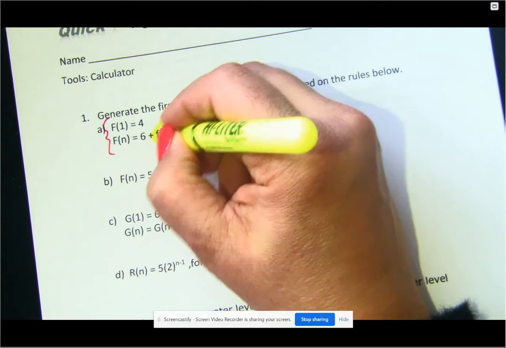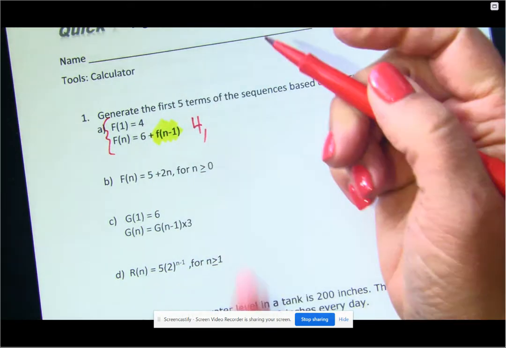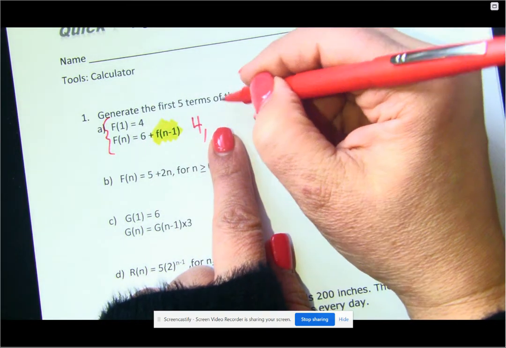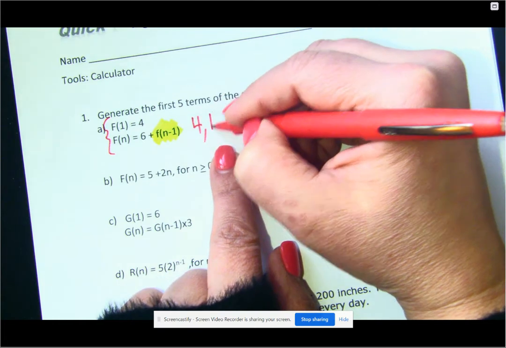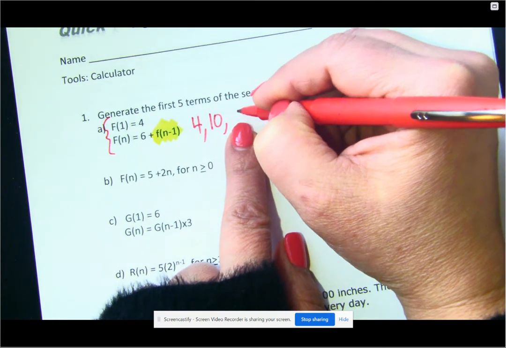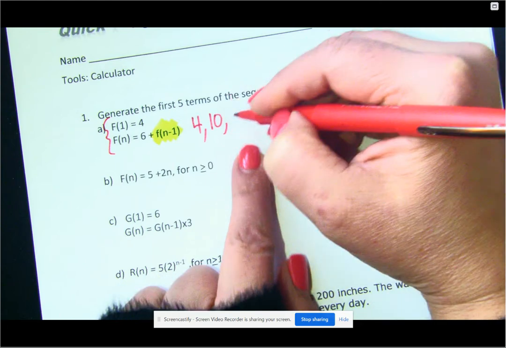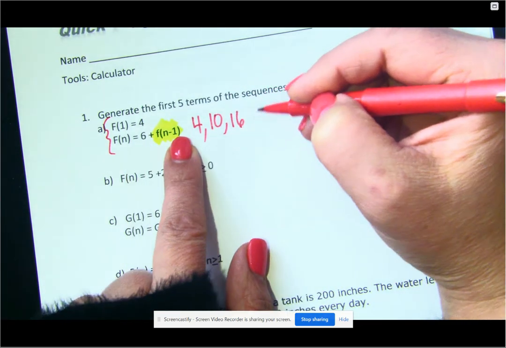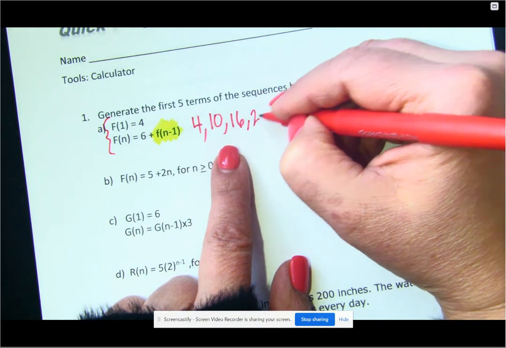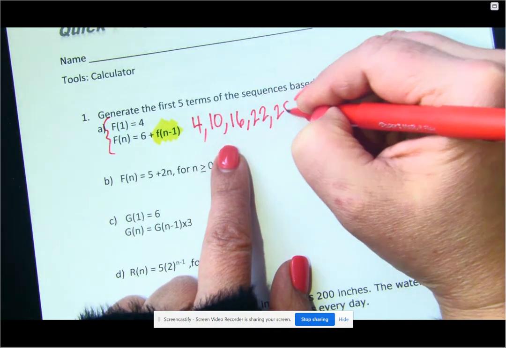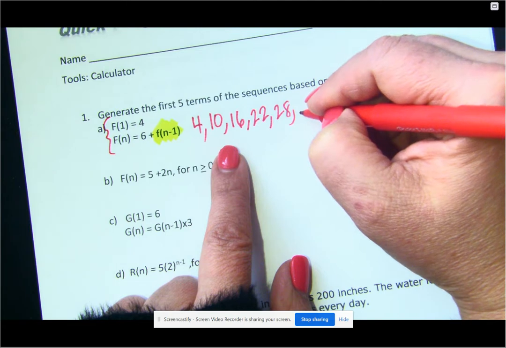This means previous term. So to get this term, I'm going to add 6 to the one before. So 6 plus 4, 10. To get this term, I'm going to add 6 to the one before. That's what that's saying. Okay, so once you understand that, it makes it a lot easier. So I'm just moving along here, adding 6. There's my first 5, and then in sequences we go dot, dot, dot.